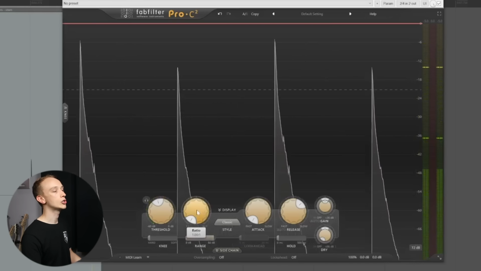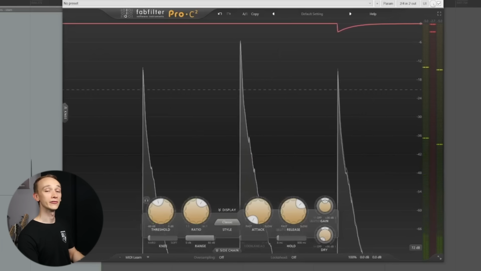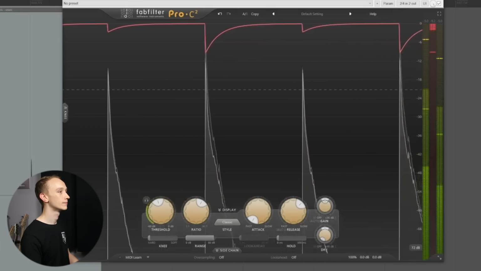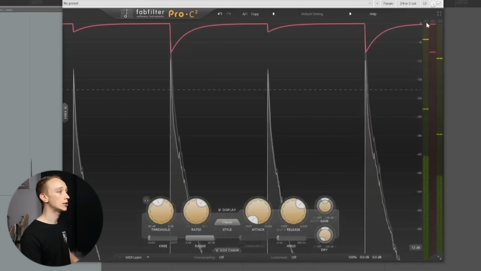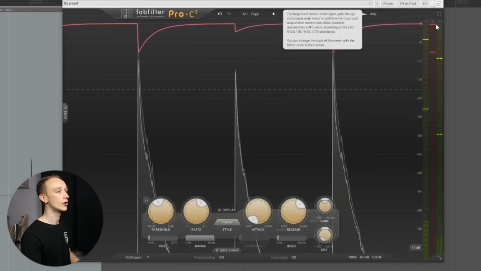But if we set the ratio to 4:1, we'll start to see some action. Now for every 4 dB past the threshold, only 1 decibel will pass through. Over here we see the input signal level on the left, the gain reduction level in the center in red, and the output signal level on the right.